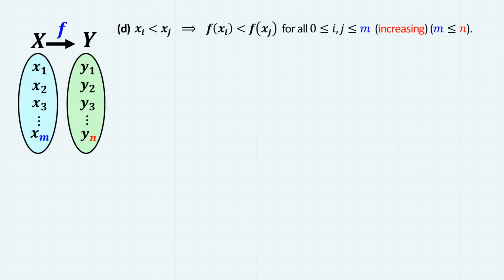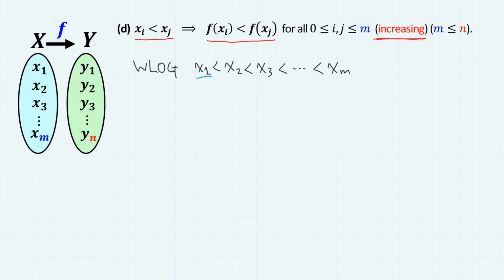Now the functions with the property: if xj is greater than xi, then f(xj) is greater than f(xi), which means an increasing function. Here we need to establish some increasing ordering. So without loss of generality, let's say that the elements of X are x1, x2, x3, ..., xm in increasing order, so that x1 is the least element and xm is the greatest element.